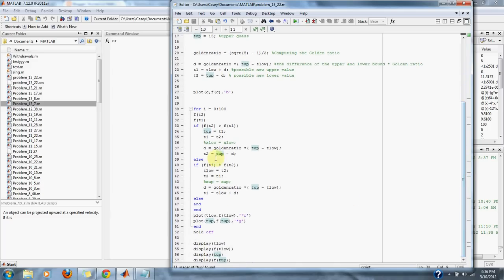And then we go through the rest of our golden section search, doing our comparisons of the values that we arrived at, such as if T2 is greater than T1, then our upper bound will now be T1, and so on. And so we go through that loop many times, have it run 100 iterations, and then we can plot it up.